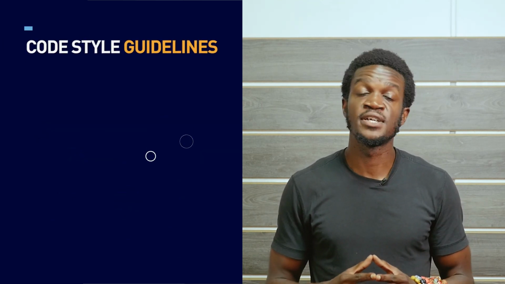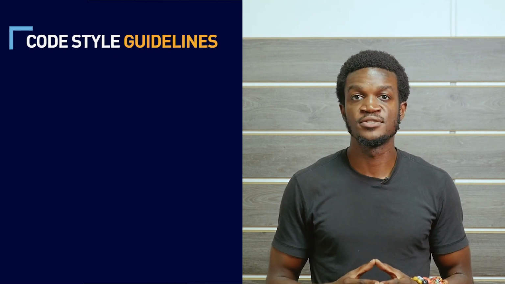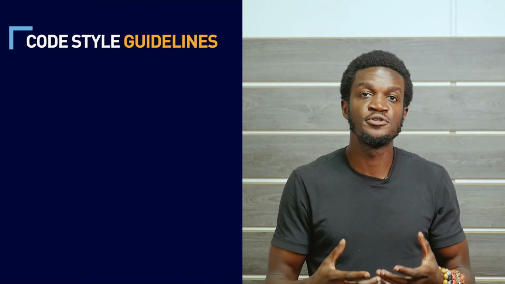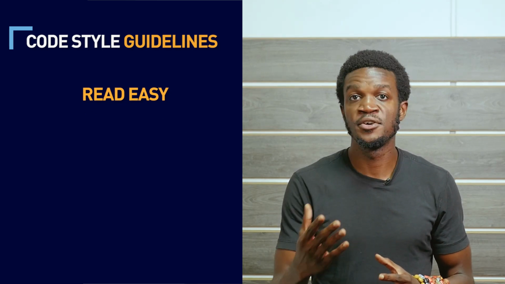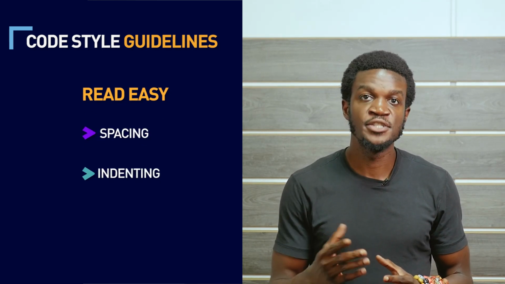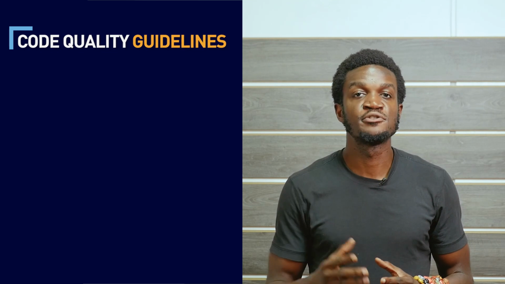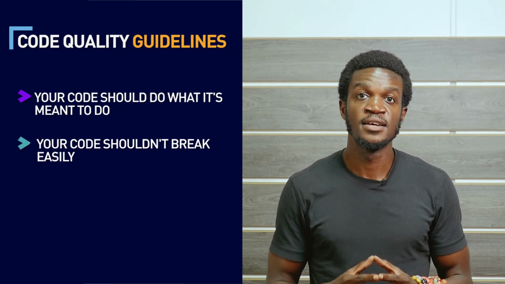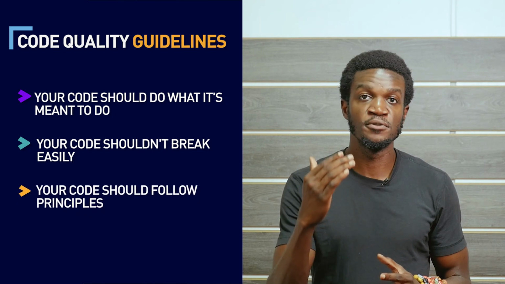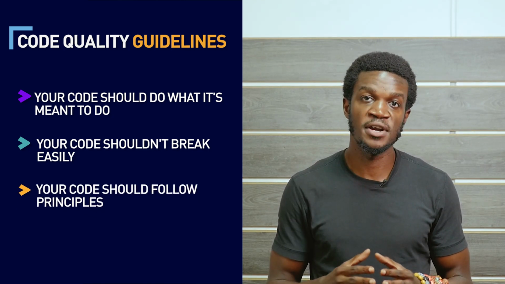Next is code style guidelines. Make sure to write code that's not all jumbled up. Your code should read easy and be easy on the eye. So remember your spacing and your indenting and your braces. The third is quality. Make sure to write code that does what it's meant to do, doesn't break easily, and also your code should follow the principles that are laid out to craft good software.